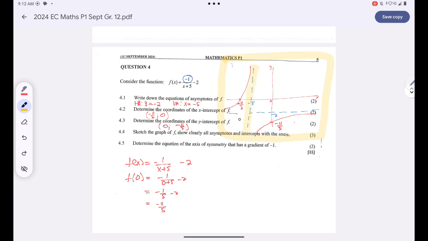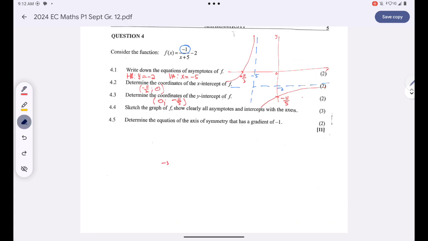These were our asymptotes, remember that, and since the value of a is negative, the numerator is negative, that means our graph will be on the second and fourth quadrants of our asymptotes. And that's what we did over there to simply sketch the graph. Now let's answer the following question. The following question simply says, determine the equation of the axis of symmetry that has a negative gradient.